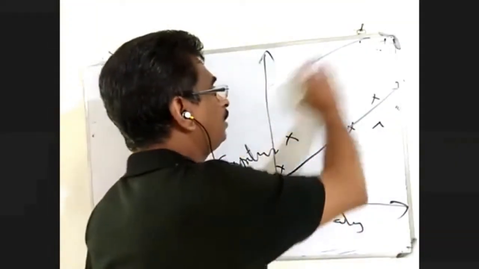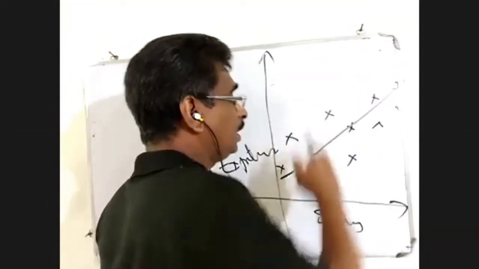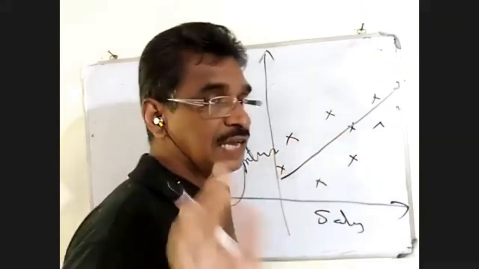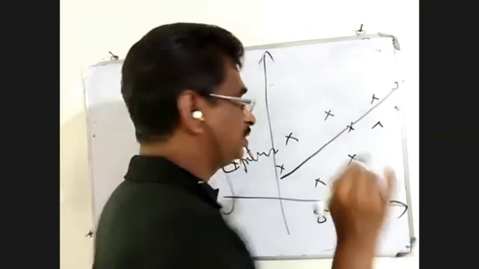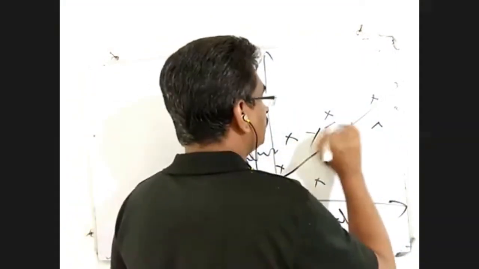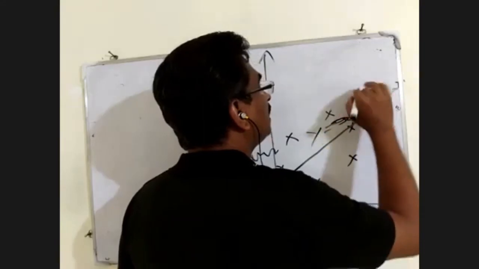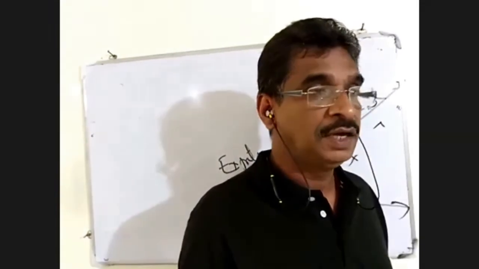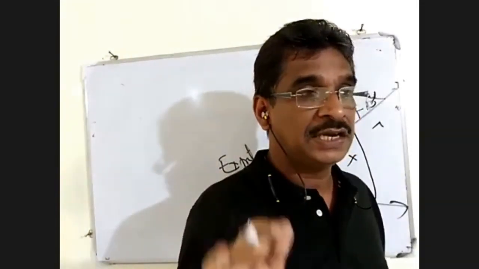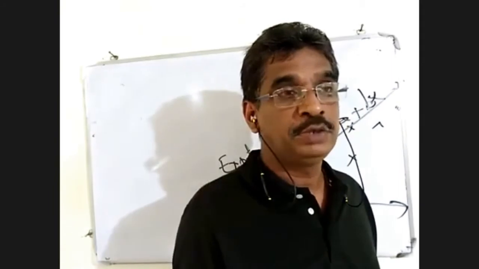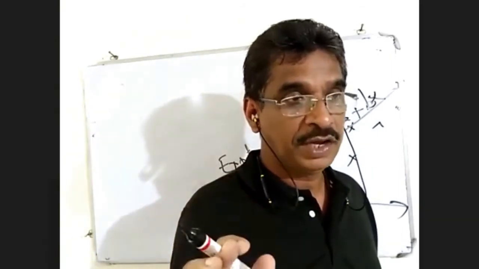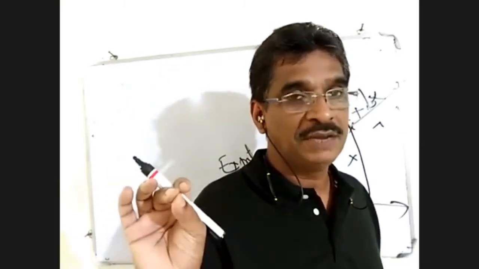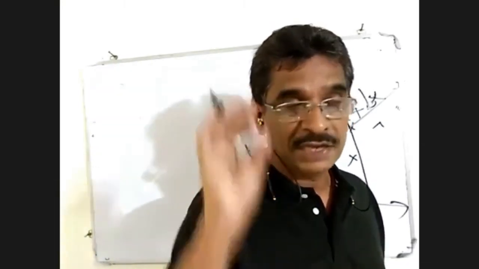So how do we find a best fitted line? You have to fit a straight line, which means it has an equation: y is equal to a plus bx. What we are actually finding is an equation of the form y is equal to a plus bx. Fitting a curve means we fit a straight line among these points, and that line should be the best fitted one.